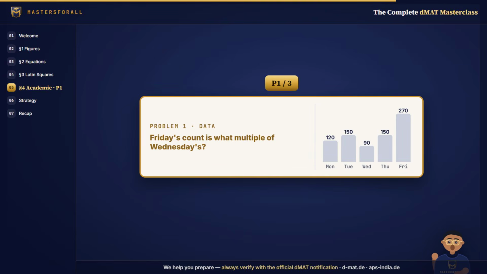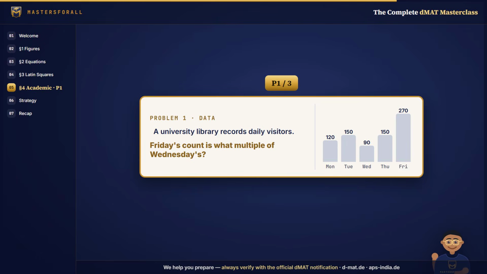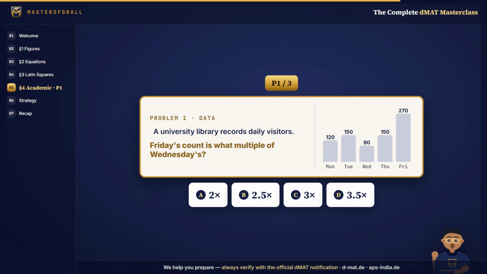Problem 1. Read it with me and anchor the numbers. A university library counts its visitors. Monday 120, Tuesday 150, Wednesday 90, Thursday 150, Friday 270. Friday's count is what multiple of Wednesday's?